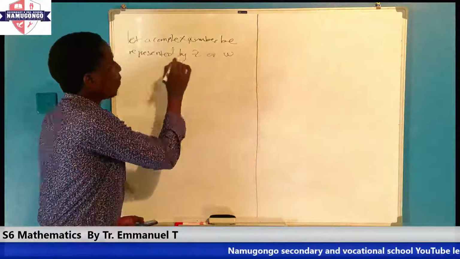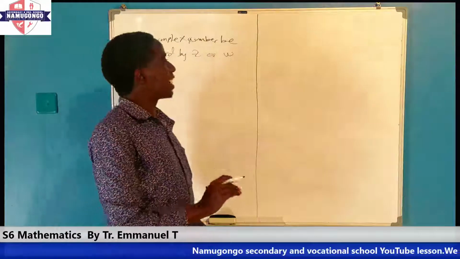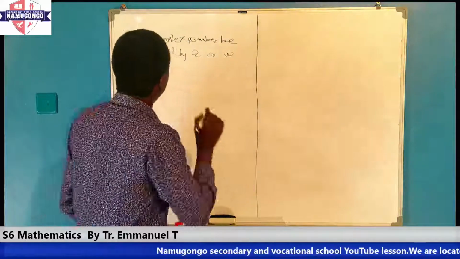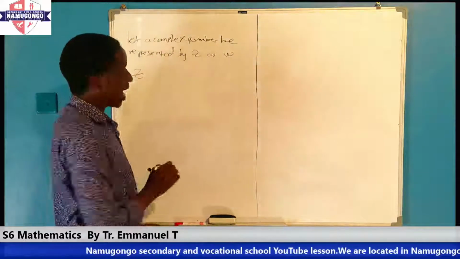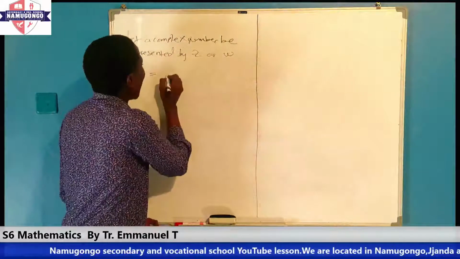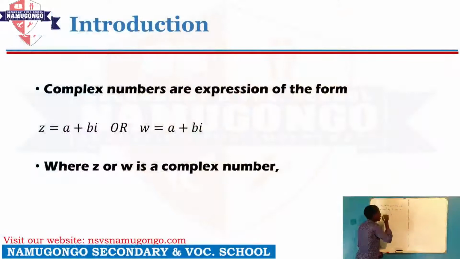Now, what is a complex number z? From the start, we saw that it has two parts. So a complex number z, since we already let it, will be equal to a plus ib. Now, that's the complex number z. Or, since we talked about w, it can be w equal to a plus ib. As we go into literature, we shall see that we don't normally use only a and b. You can just use any letter.